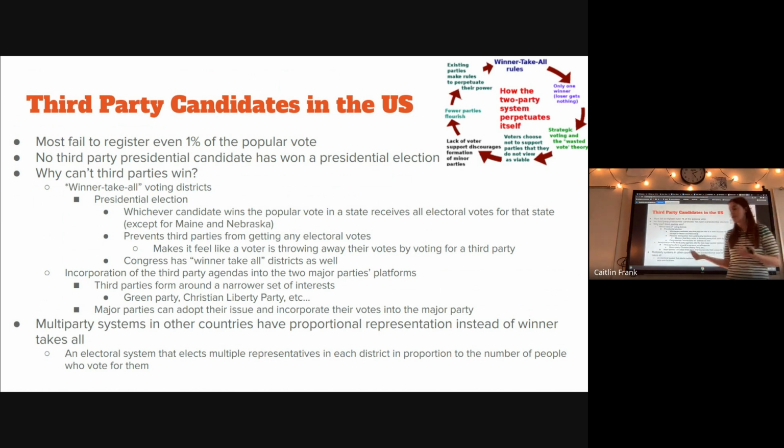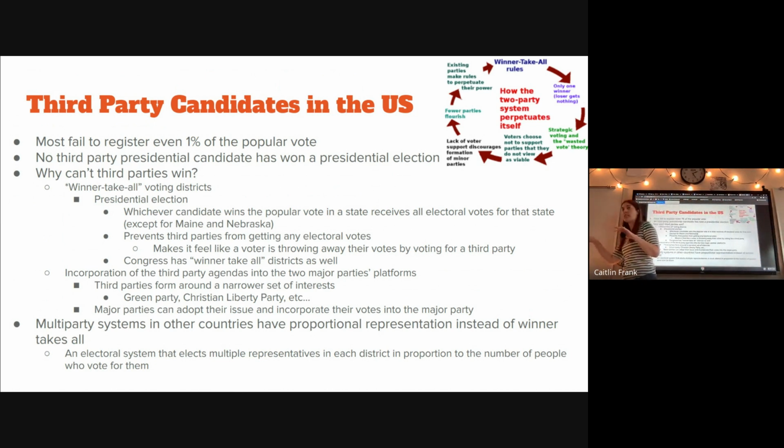Like our last major third-party candidate, Ross Perot in the 90s, he in one of his elections had 19 million votes, but did not win a single electoral vote. So 19 million votes, he had a lot of the country supportive of him as a candidate, but the winner-take-all system meant he could not get electoral votes. And remember, electoral votes, not popular votes, are what determines who will be the president. Same, the districts for the House of Representatives are winner-take-all as well.